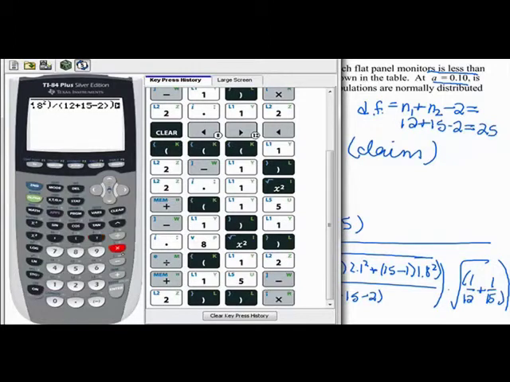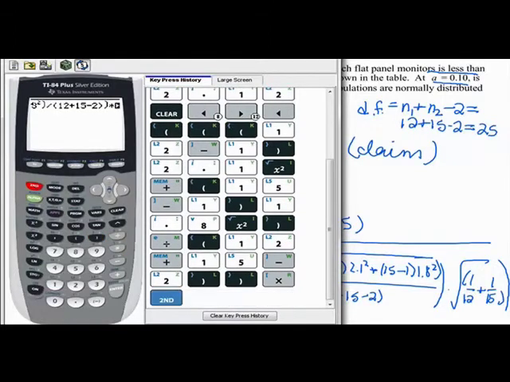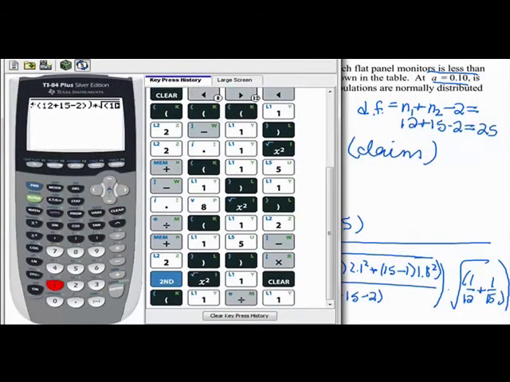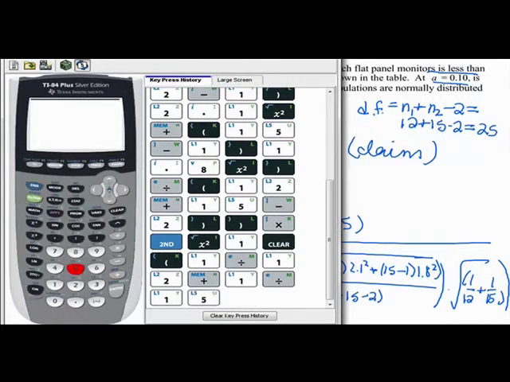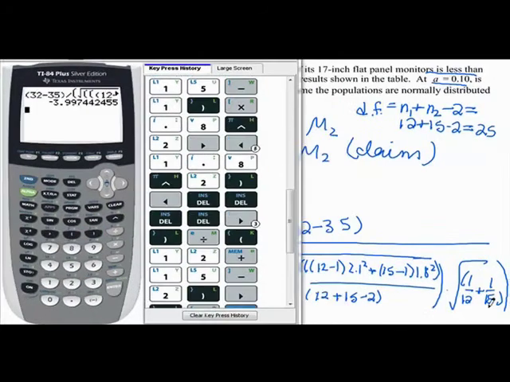and we're going to close parentheses for the whole square root, times the square root of, then we'll put that in parentheses, 1 divided by 12 plus 1 divided by 15, close parentheses, and then close parentheses for the whole thing, negative 3.997. We'll go with those 3 decimal places.